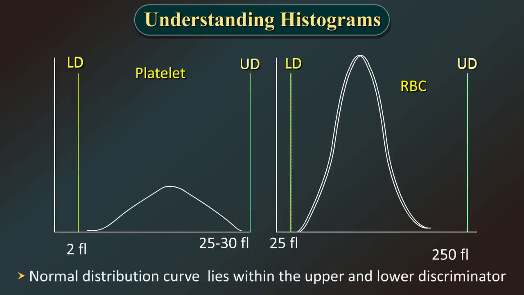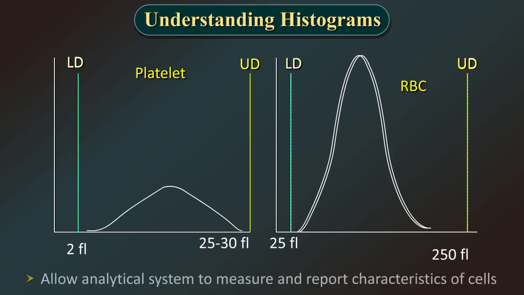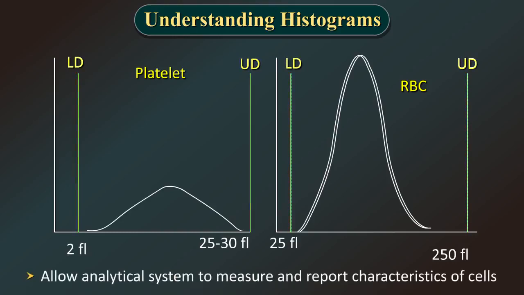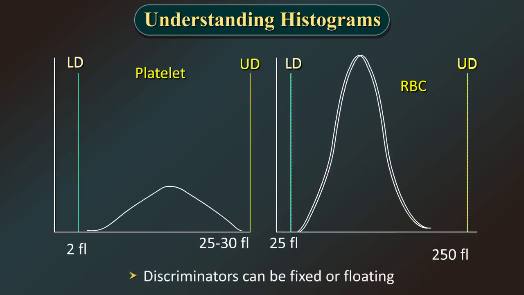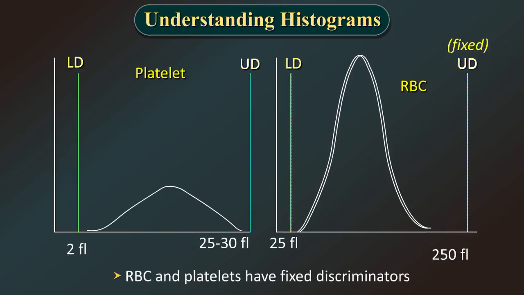The normal distribution curve we talked about earlier lies within the upper and the lower discriminator. Discriminators allow the analytical system to measure and report the characteristics of cells that fall between them. These discriminators can be fixed or floating. Generally, RBCs and platelets have fixed discriminators.